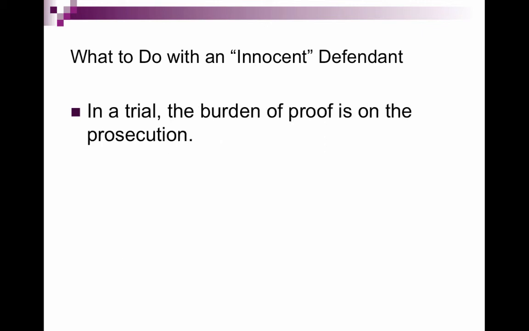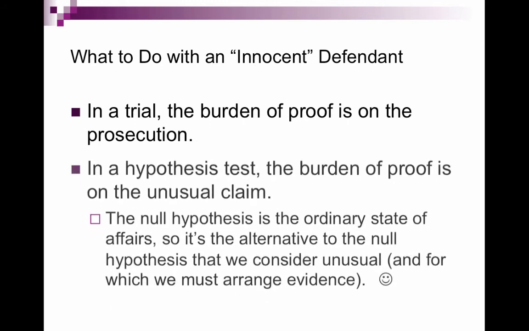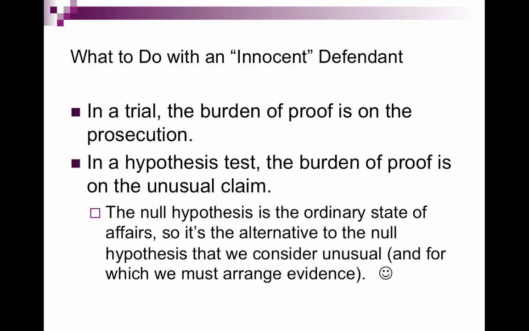In a trial, the burden of proof is on the prosecution. In a hypothesis test, the burden of proof is on the unusual claim. The null hypothesis is the ordinary state of affairs. That's what we're assuming to be true. So it's the alternative to the null hypothesis that we consider unusual, and for which we must arrange evidence. So we must have evidence to show that the unusual alternative could actually, in fact, be what is true.